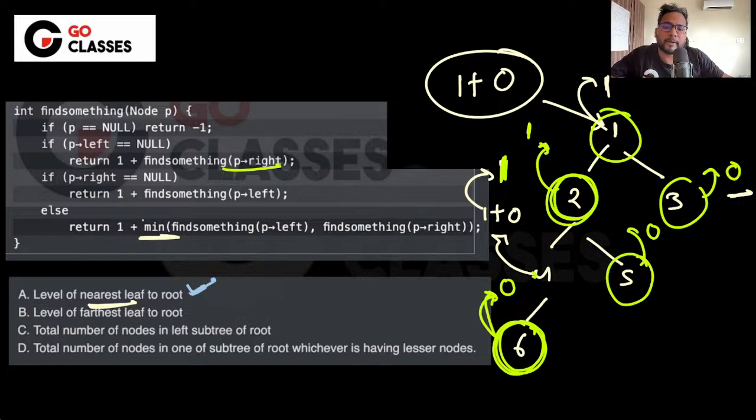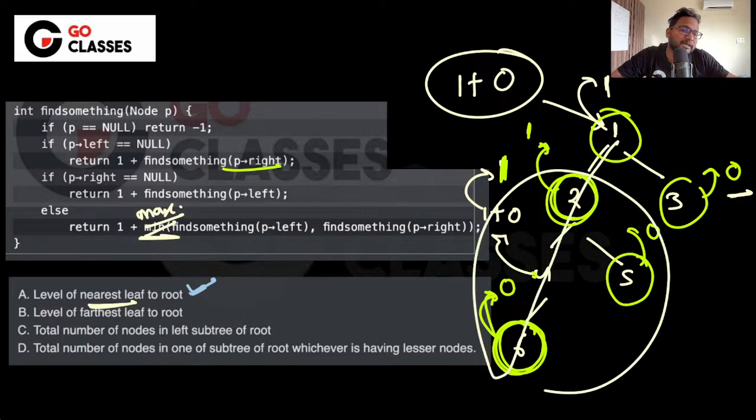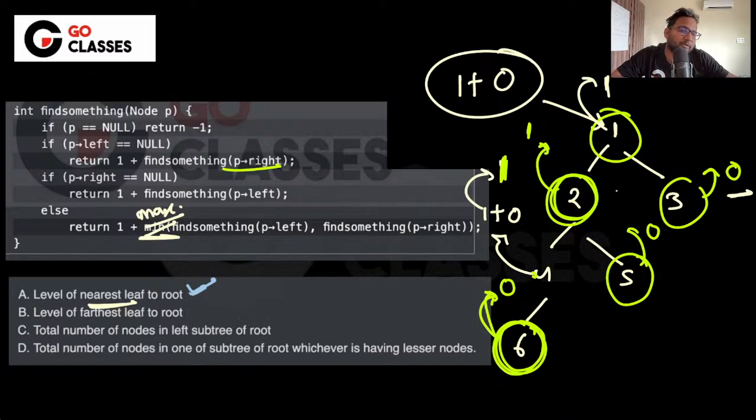What if I have maximum here? Then it will be the farthest leaf. Why? Then in that case, I'm concerned about what is the maximum, what is the farthest away. If I have maximum here, it will be the farthest leaf. Since I'm doing either minimum or maximum, it cannot be total. So hence A is the correct answer here. Okay, understood. Great.